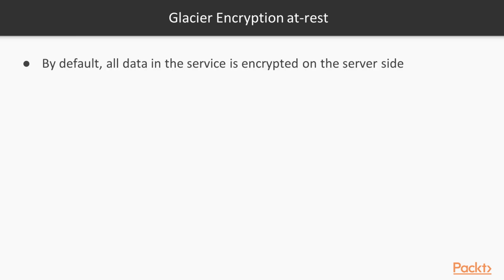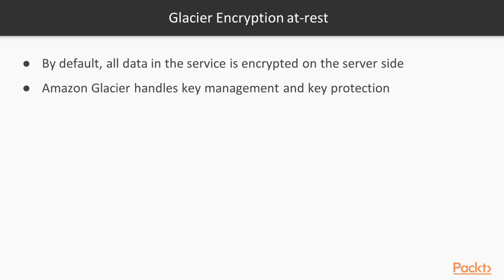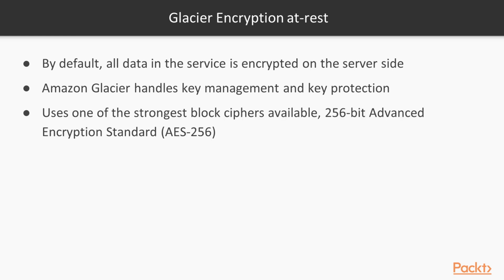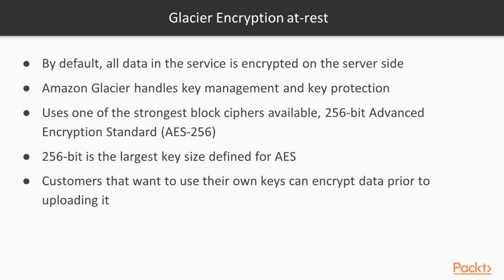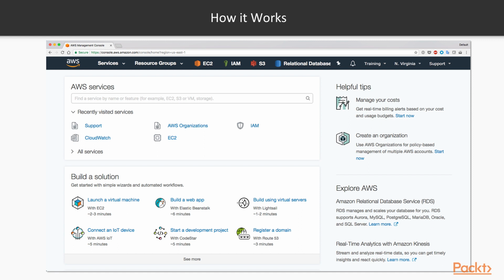When it comes to archive or backup with Glacier, remember that by default all data in Glacier is encrypted on the server side. Amazon Glacier manages everything about that, like the key management and the key protection, and also uses the Advanced Encryption Standard 256. 256-bit is the largest key size defined for AES, so we are fine with that. You can also use your own keys, but you have to encrypt your data before you upload it to Glacier. Okay, so let's see a little bit how it works and how to configure our buckets to, for example, enforce encryption.